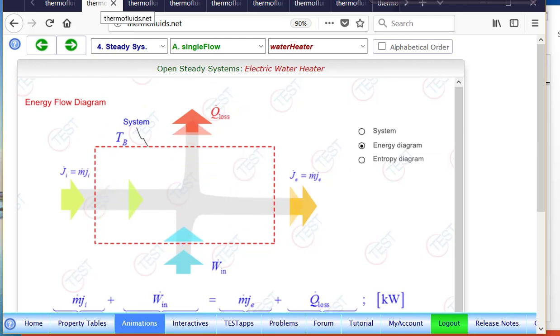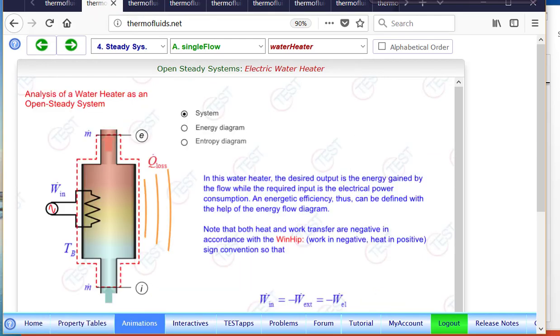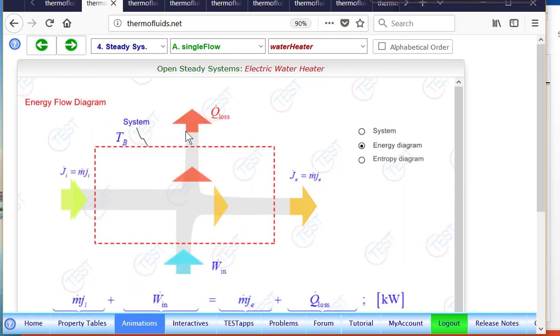This is the energy diagram for an electric water heater. Here is the system, as you can see, a simple electric heater, steady state, open system. And as you go to the energy diagram, you can see that J dot is the rate of flow of flow energy coming in and going out, and we are adding energy through electricity, and some energy might be lost with heat, and the steady state is maintained. There is no accumulation of energy in the system.